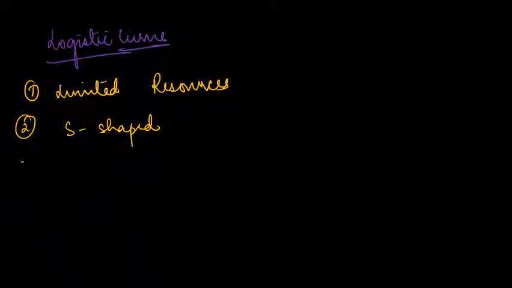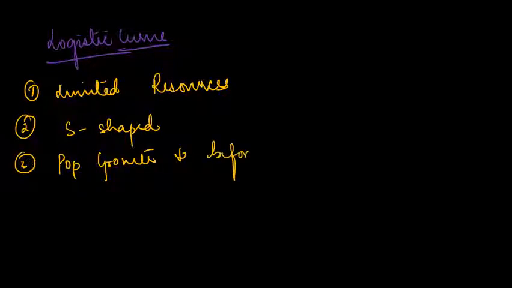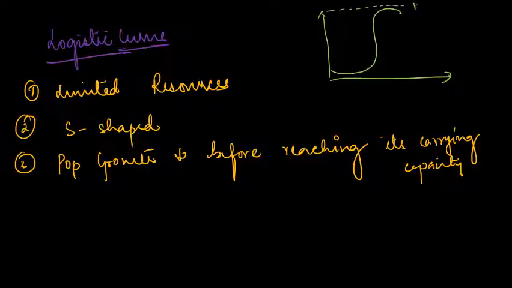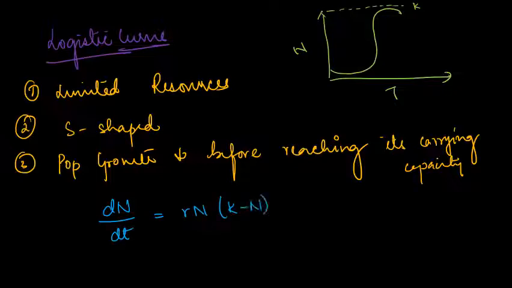Why? Because the population growth decreases before reaching its carrying capacity. If we draw the graph, it will be S-shaped, and this is your carrying capacity, and this is population size against time. The formula we have used here is dN by dt equals rN (K minus N) divided by K.